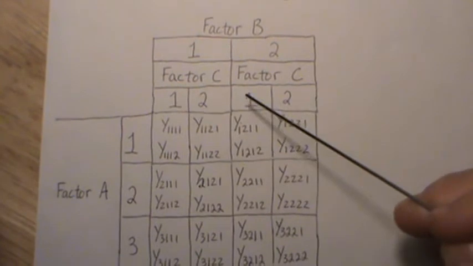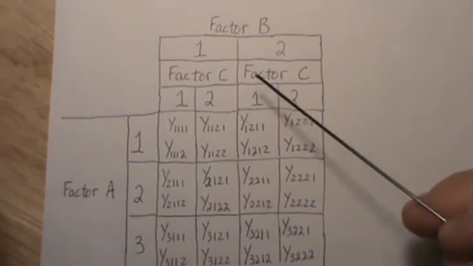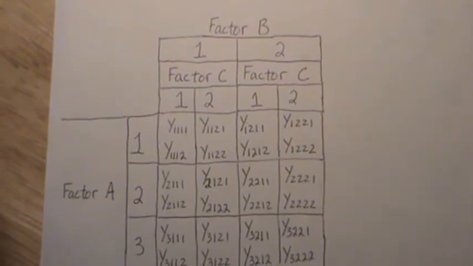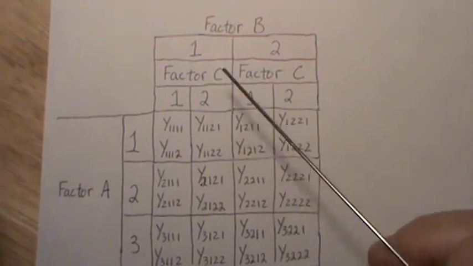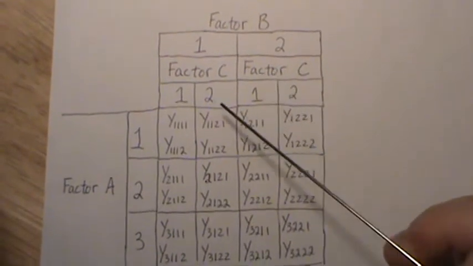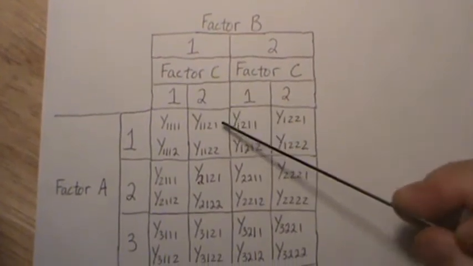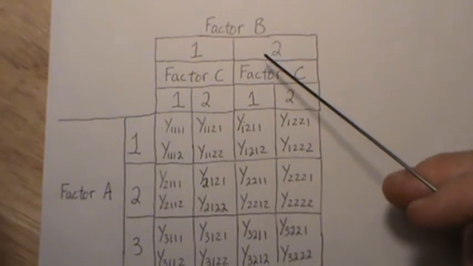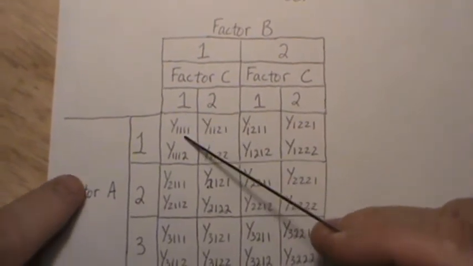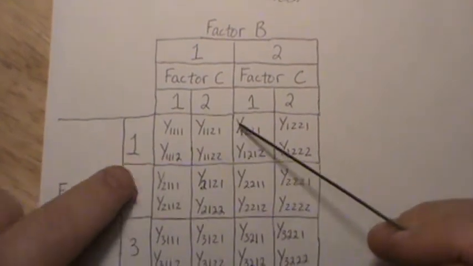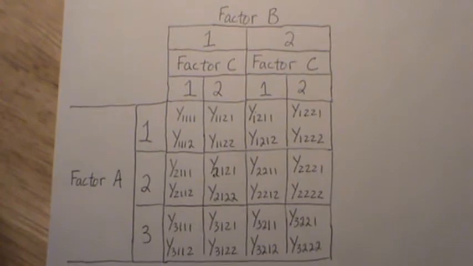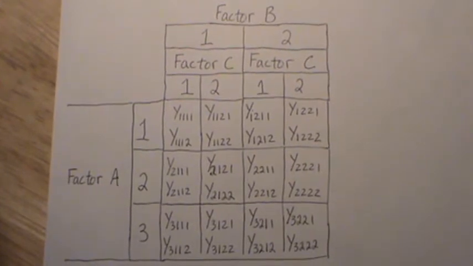So these 1, 2, and 1, 2 are not the same. It could be just called 1, 2, 3, 4, but traditionally they call it 1, 2, 1, 2, even though it doesn't have to be. And these are nested within B, but they can also be crossed with factor A, but within B. I'll show you that in a second. So this is sort of the setup.